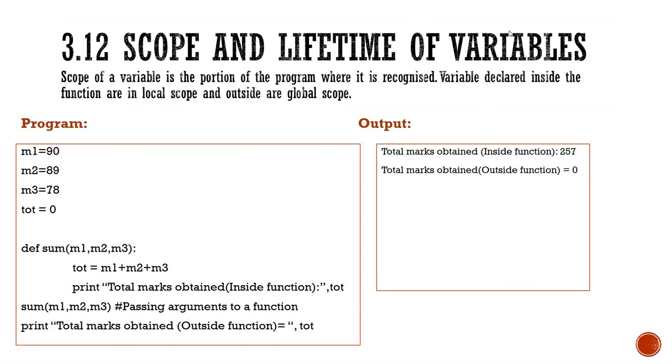And scope and lifetime of variables. Scope of a variable is a portion of the program where it is recognized. Variables declared inside the function have local scope, and outside have global scope. So this is the example program. Here three values, mark 1, mark 2, mark 3, are given values, and the total is assigned 0. Next, these three values are passed. Inside the function we are using one more variable, tot, and these three marks are being added and assigned to tot.